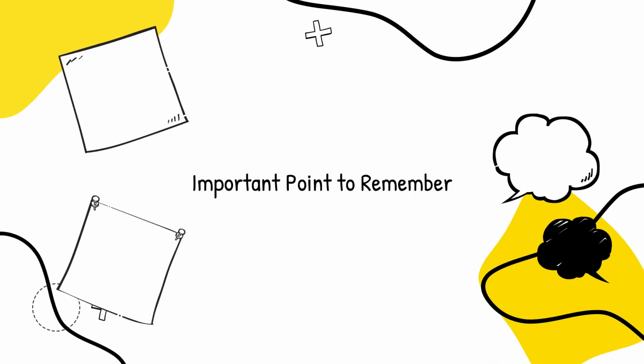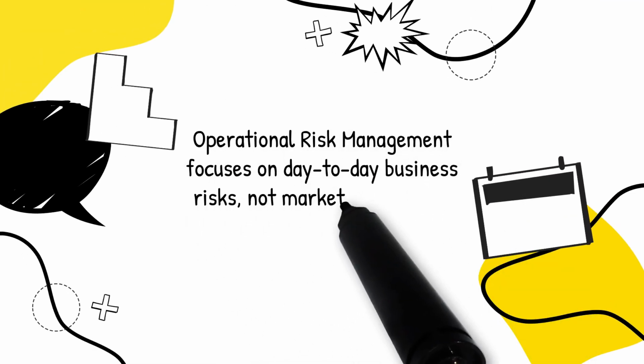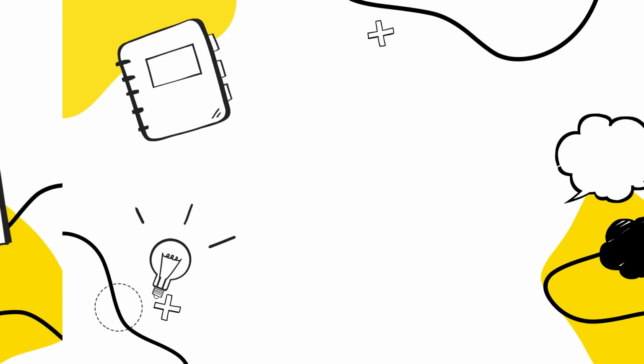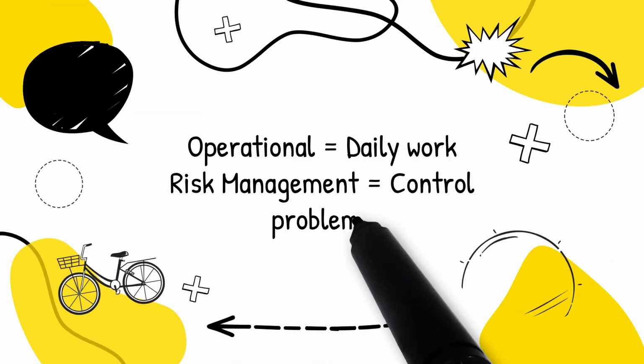Important point to remember: operational risk management focuses on day-to-day business risks, not market or financial risks. Easy memory tip: operational equals daily work, risk management equals control problems.